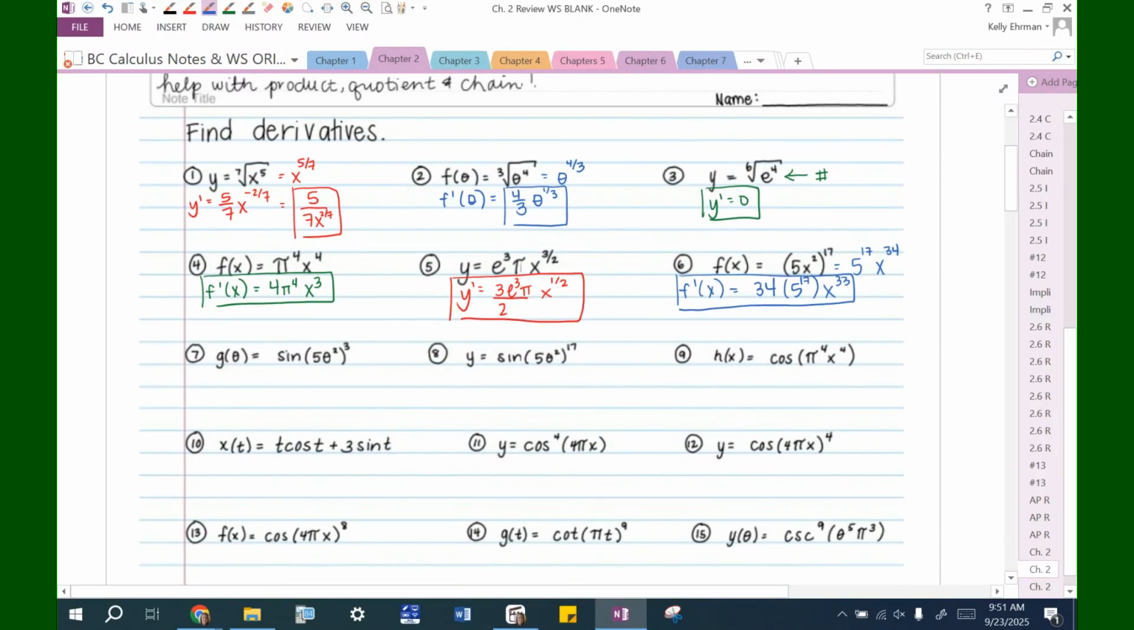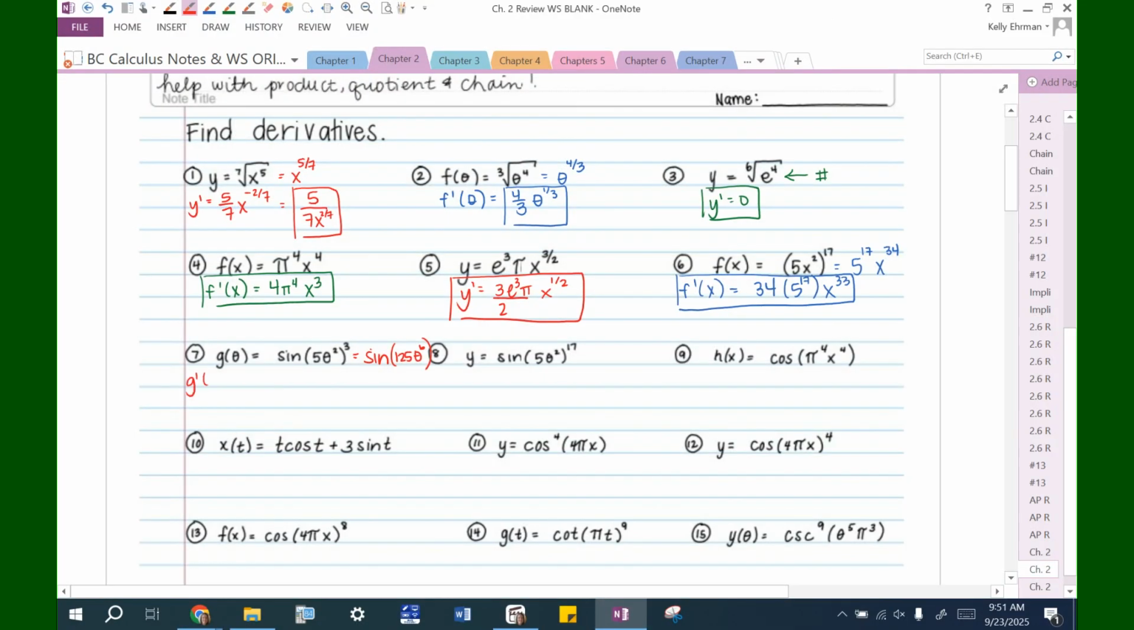For the next one, it's important to know the difference between sine of 5 theta squared to the 3rd and sine to the 3rd. So this one, the sine is not being cubed, the angle is. So we could make this 5 to the 3rd is 125, theta to the 6th. This is much better to look at.